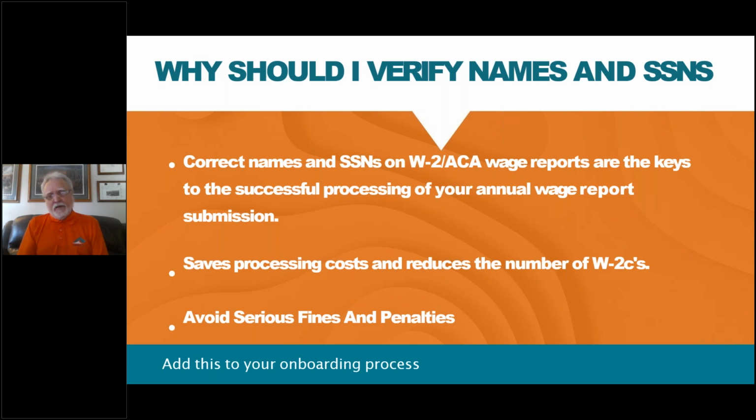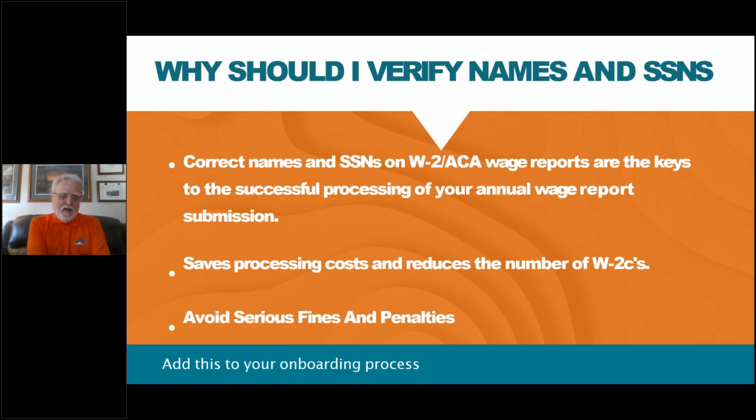It will not tell you whether or not that person is legal to work in the United States, but it will tell you whether or not the name is correct and that it matches the Social Security number that you have been given. And that protects you in large part. And in particular, it will keep your W-2s and ACAs from being rejected. It's going to save you a lot of processing costs. It'll reduce the number of W-2Cs you have to do, and it'll avoid serious fines and penalties. Those things get, again, progressively worse the longer that goes unresolved.